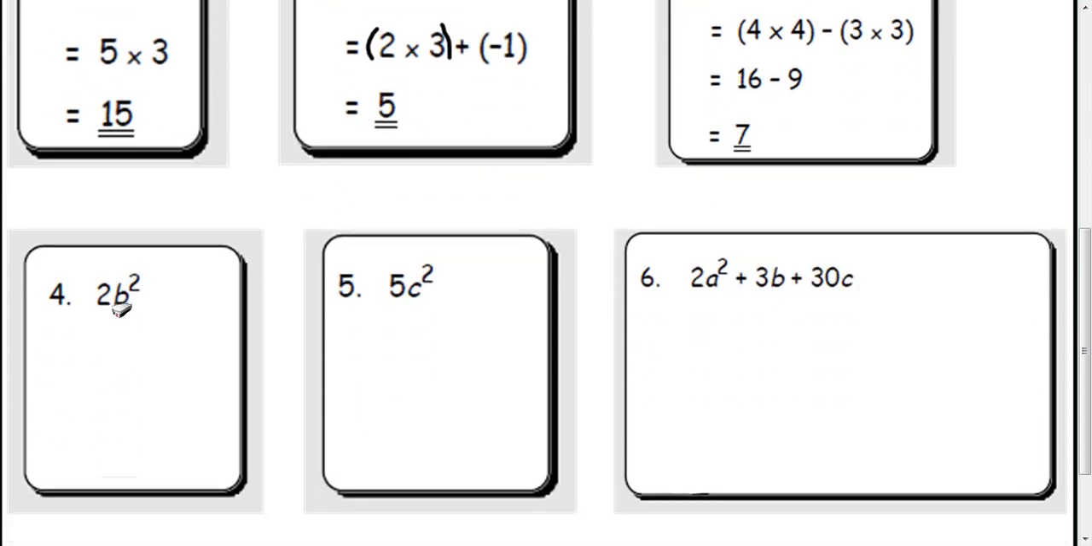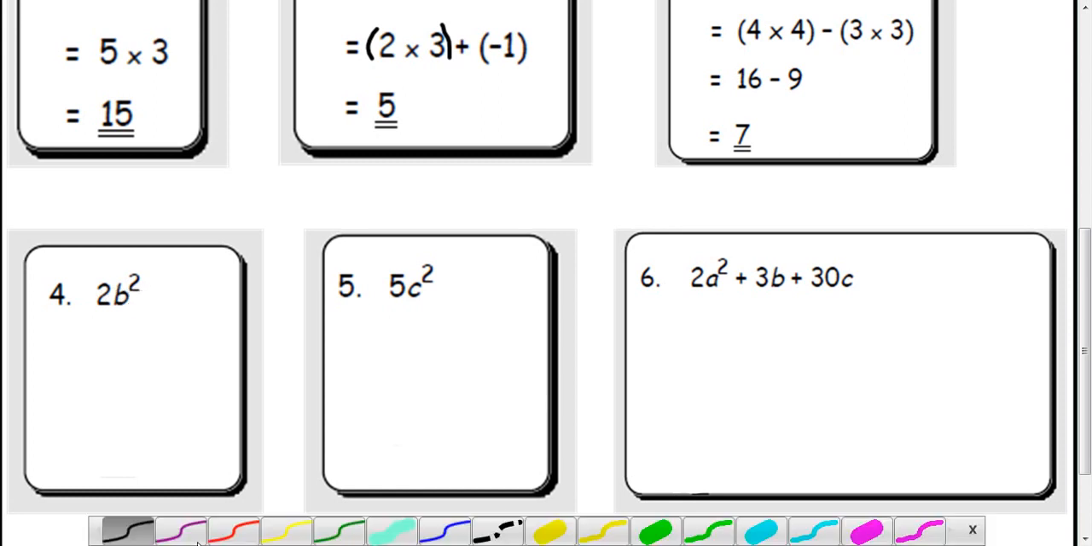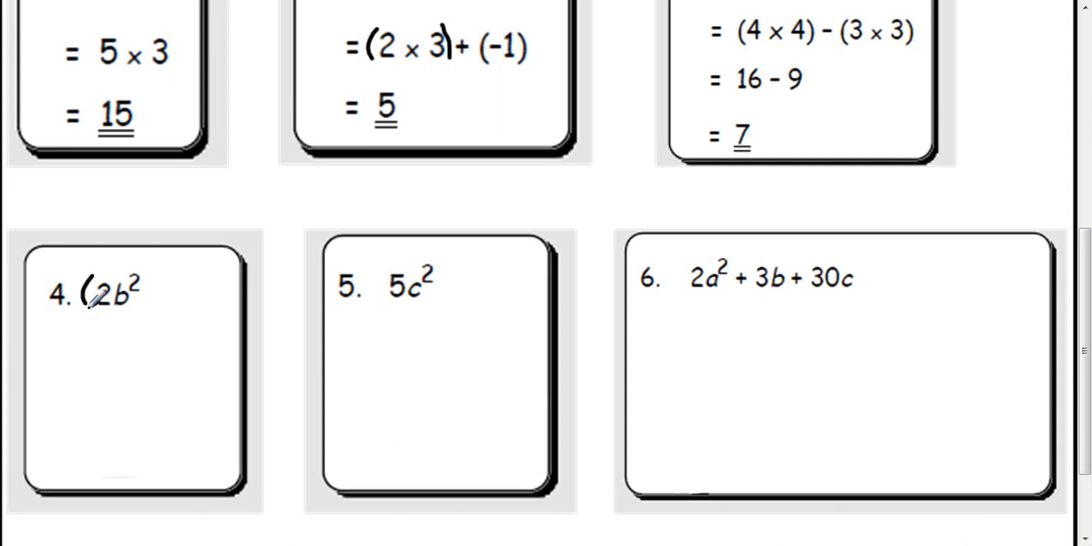Okay, 2b squared. Now what that means is 2 lots of b times b. It doesn't mean you do 2 times b and then square your answer. That would look like this with brackets around it. You'd have a bracket there and then a bracket there. That would be 2 times b and then square your answer, because you do the brackets first. But this is really just 2 lots of b times b.